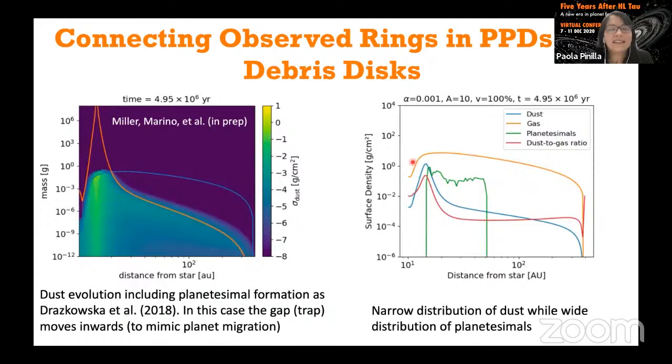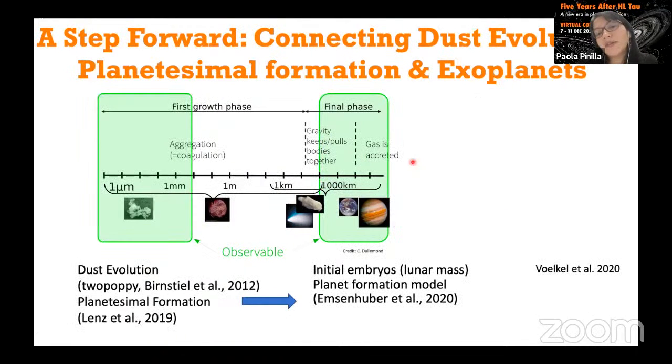And I think I'm going to spend one minute more on the last slide, because we talked in the very first day about connecting dust evolution and planetesimal formation with exoplanet statistics. And I want to promote here a work by Oliver Voelkel, where they are really trying to do this in a very consistent way. So they are taking dust evolution models using the two-population code by Birnstiel in 2012. They take a planetesimal formation criterion by Christian Lenz in 2019.